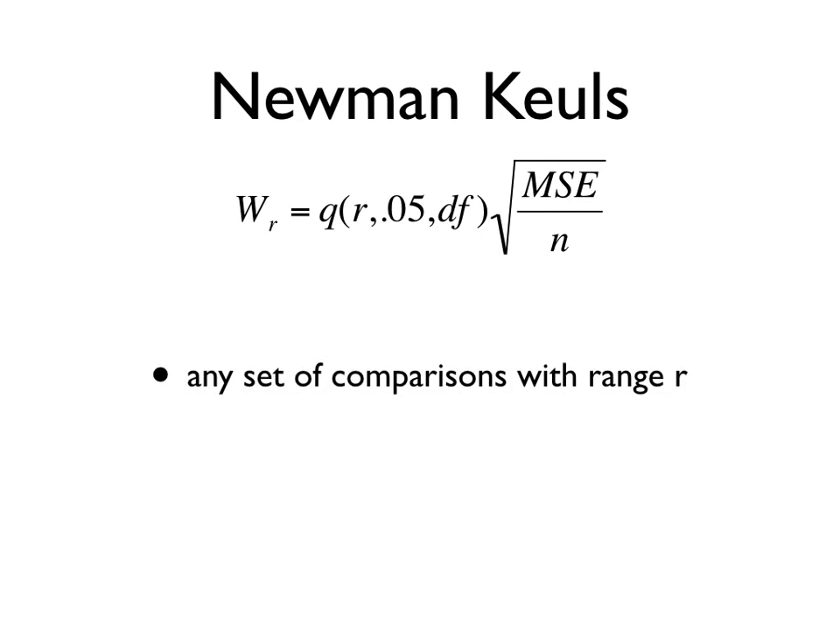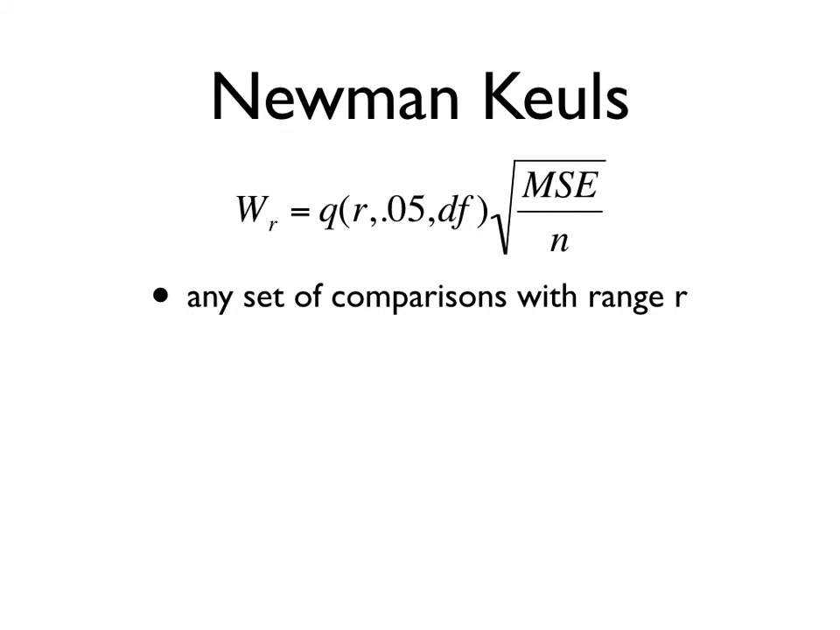Okay? So any set of comparisons with range of R, it gives you a number. So the value you get out is like 11. And that means all means that differ by at least 11 are significantly different from each other. So any set of comparisons with range R.